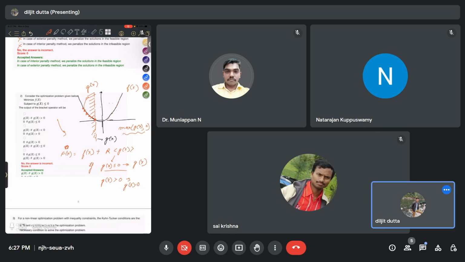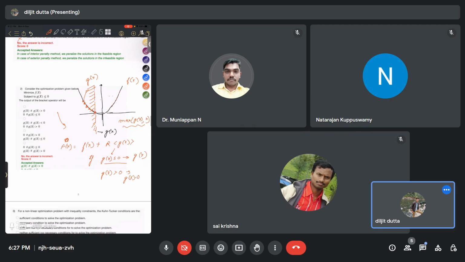Okay, if this value is in this region, the maximum value will always be equal to 0, because this value is always less than 0, suppose this is minus 3 or minus 5 or something. So we'll always have 0 in this region. So we are not adding any penalty when we have values in the feasible region. When it is in the infeasible region, when g of x is greater than 0, sorry, this is equal to 0.